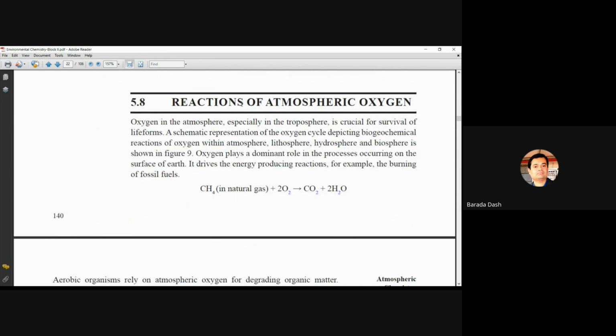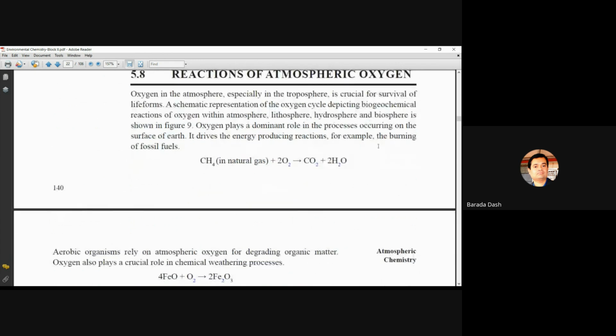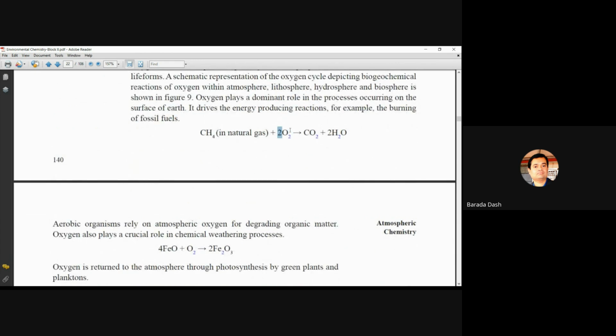Then the reaction of atmospheric oxygen. Oxygen in the atmosphere is basically 21%. So a lot of oxygen is there in the atmosphere, and it is crucial for the survival of life. Methane, a natural gas, reacts with oxygen molecule to produce carbon dioxide and water.